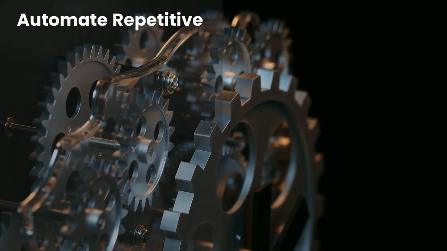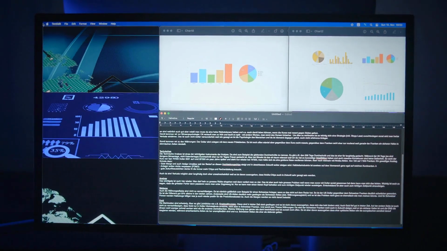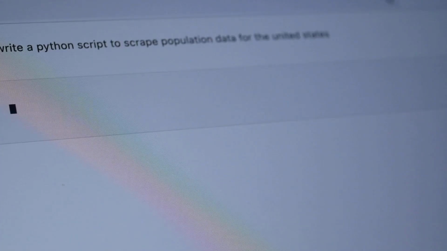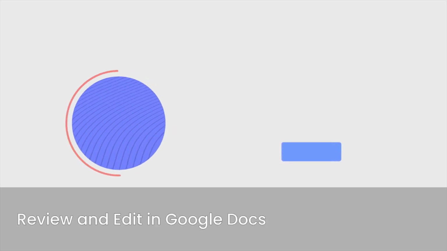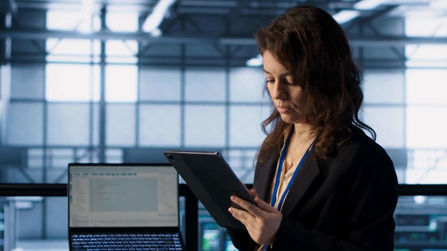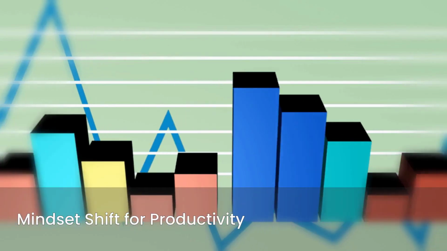Now think about automation if you repeat a task weekly. Connect a spreadsheet to ChatGPT using Zapier to generate drafts. Send those drafts into Google Docs for review and editing. You remain the decision maker and AI becomes the assistant. This mindset shift changes everything about productivity.